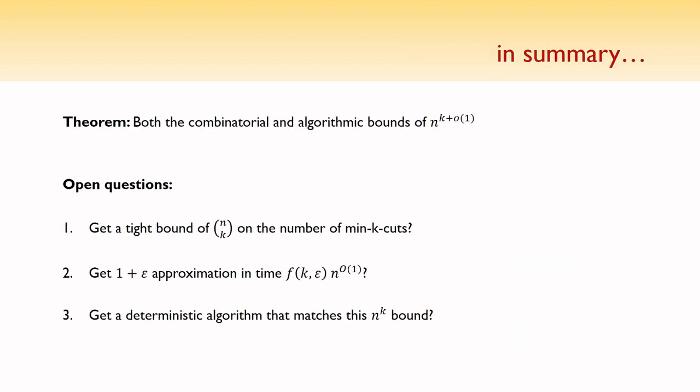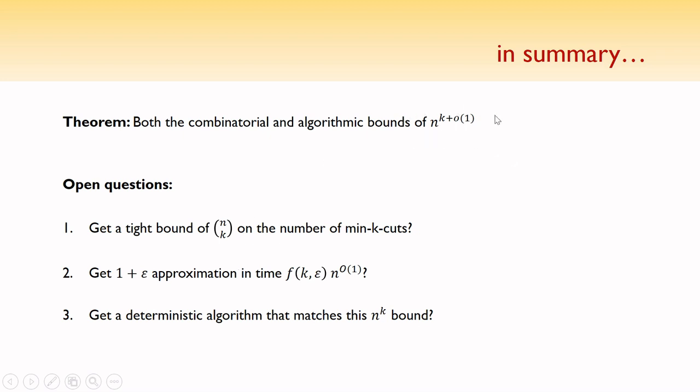So for some open questions, one is, can we get a tight bound of n choose k on the number of minimum k-cuts, where the tight bound is for a cycle? With David Harris, we've had some additional progress and show that this bound can be strengthened to just n to the k times some constant depending on k. So not quite n choose k, but we do get rid of this little o(1) and replace it with a big O.